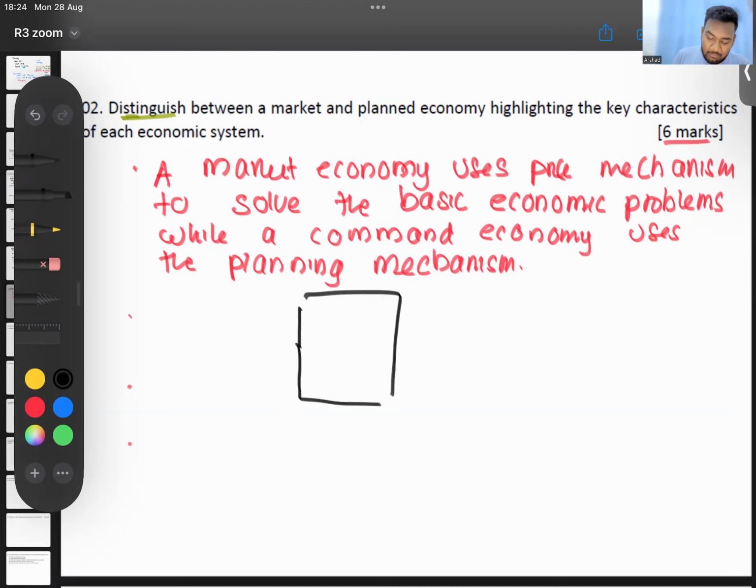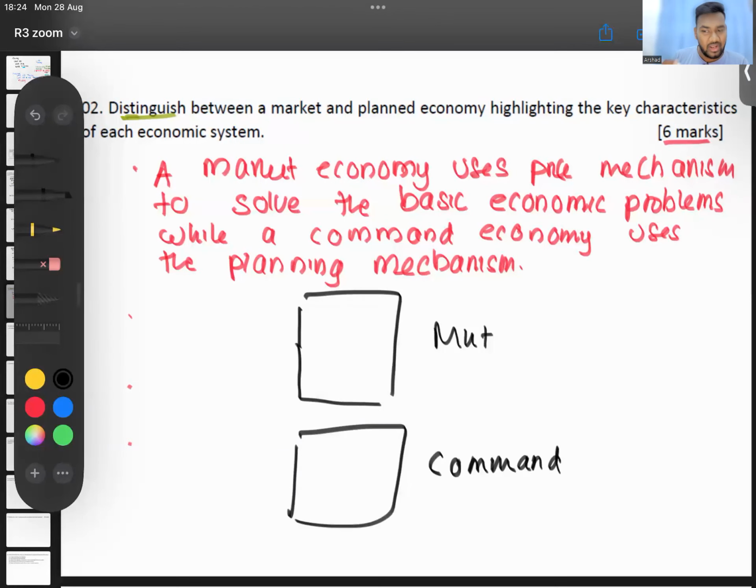When they say distinguish, you either write it like this, or you can write one big paragraph about a market economy. You can say a market economy is like this: they use price mechanism, there is private ownership, self-interest is the motive, a high amount of competition, no government involvement. Then you should say, on the other hand, and write another big paragraph about a command economy. You can write that answer format as well.